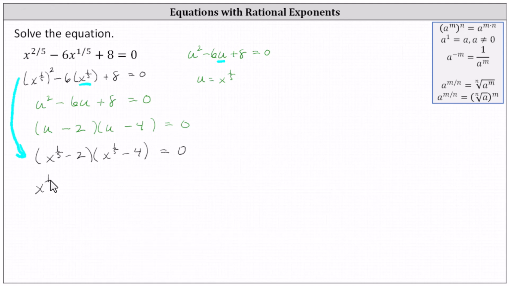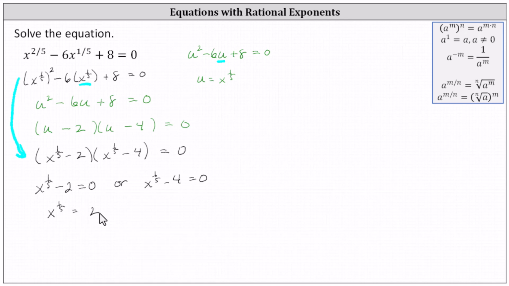Either way, we know the product on the left must equal 0, which indicates x to the power of 1/5 minus 2 must equal 0, or x to the power of 1/5 minus 4 must equal 0. Let's go ahead and solve these two equations for x. On the left, we first add 2 to both sides, giving us x to the power of 1/5 equals 2.